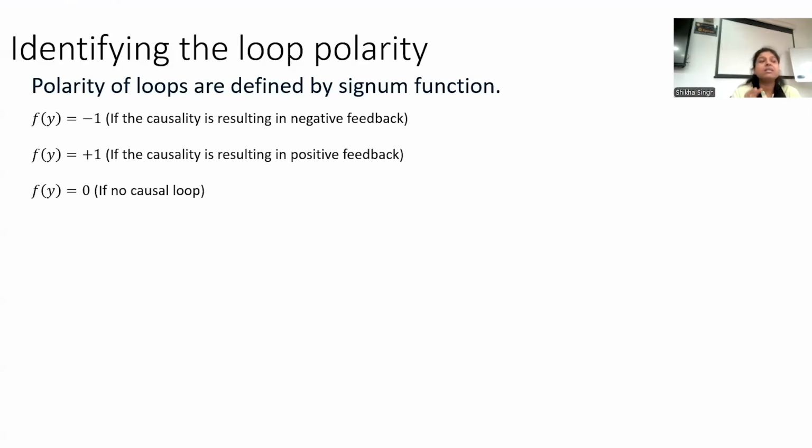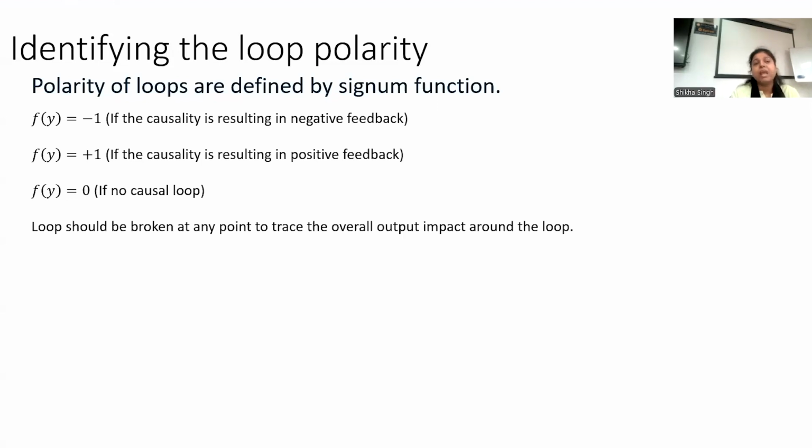If the causality is resulting in positive feedback, we will mention it as +1. And if there is no causal loop, we'll say it is equal to 0, right? Now the next question is that, it is very clear that there are several parameters. Y is the major target variable, or you can say the major system performance variable, but others depend on several other parameters, y1, y2, y3, yn, right?